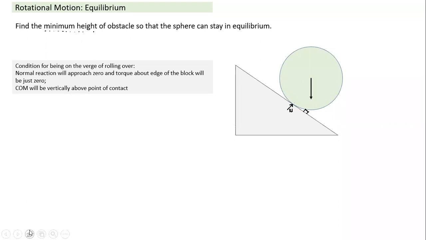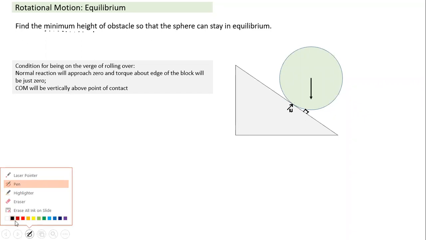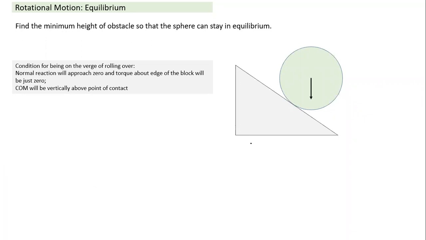If the normal reaction has become zero, then there are only two forces acting. What are the two forces acting if I keep a block here? Only two forces will act: the contact force at this point and the weight. The moment there are two forces and it is on the verge of equilibrium, these two have to be in the same vertical line. So what should be the minimum height?